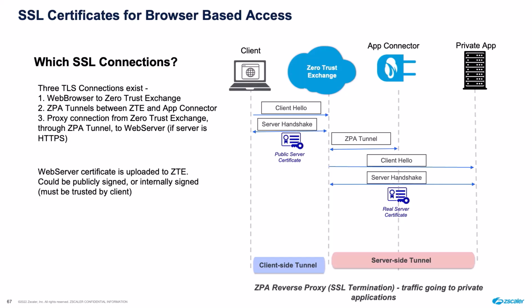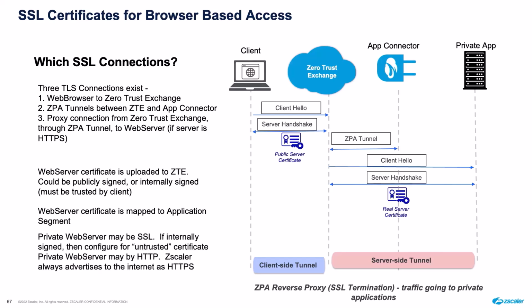Once the user has that connection to the Zero Trust Exchange and the policy permits them access, a tunnel is created inside out between the app connector and the Zero Trust Exchange. So the same Zero Trust tunnel. And then through that Zero Trust tunnel, there is a connection from the Zero Trust Exchange through to the private application through the app connector. So in essence, we have three tunnels: the client to the Zero Trust Exchange, app connector to the Zero Trust Exchange, and Zero Trust Exchange to the application through the app connector.